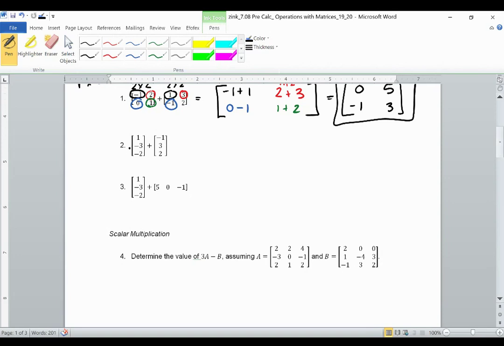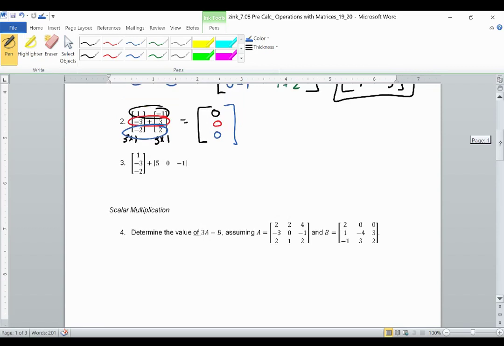All right, so for number 2, we have an order of 3 rows by 1 column. The second one is also 3 rows by 1 column. They have the same order, so we're going to add them together. So we've got 1 minus 1 gives us 0. We've got -3 plus 3 gives us 0. And we've got -2 plus 2 gives us 0. So our new matrix is just all zeros.